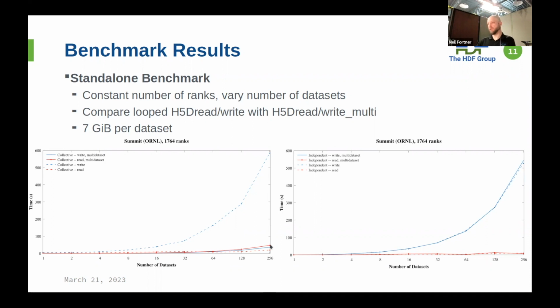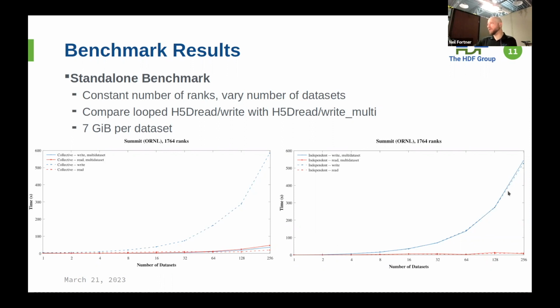I don't know the reason for this. It's probably something to do with the underlying IO system. But again, it's worth experimenting with. It gives you another option to possibly greatly improve performance. And if you zoom in, you can see that it's actually faster for the read for some lower numbers of datasets.